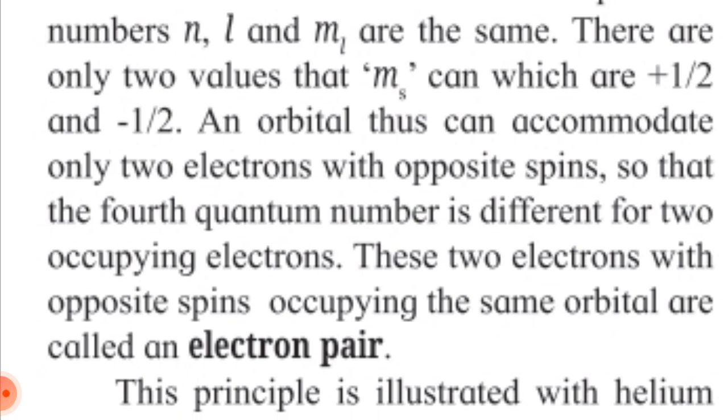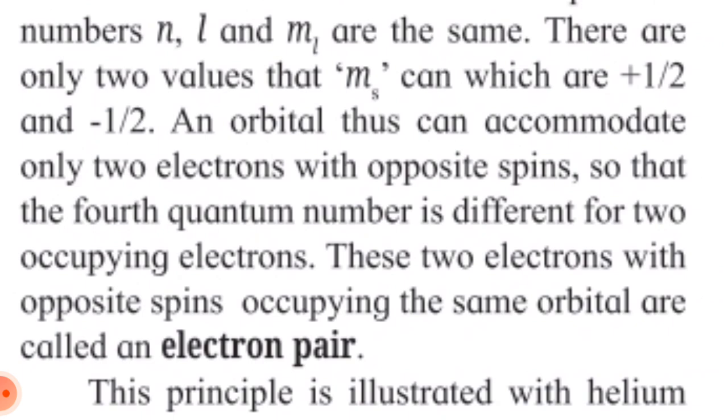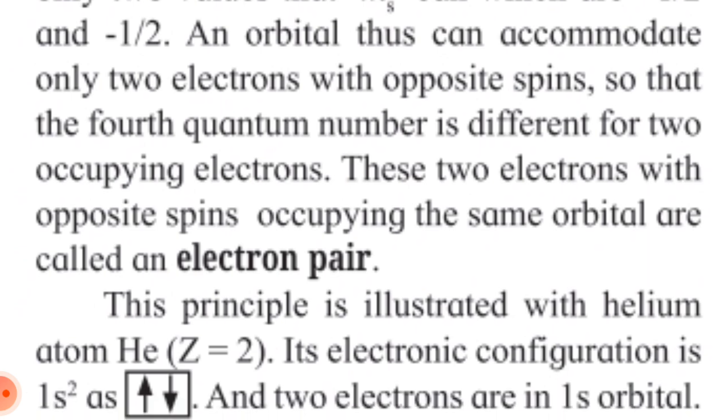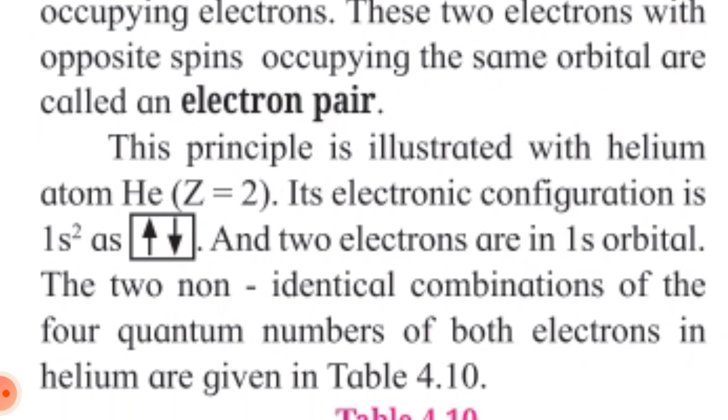There are only two values that ms can have, which are plus 1/2 and minus 1/2. An orbital thus can accommodate only two electrons with opposite spins, so that the fourth quantum number is different for the two occupying electrons. These two electrons with opposite spins occupying the same orbital are called an electron pair.